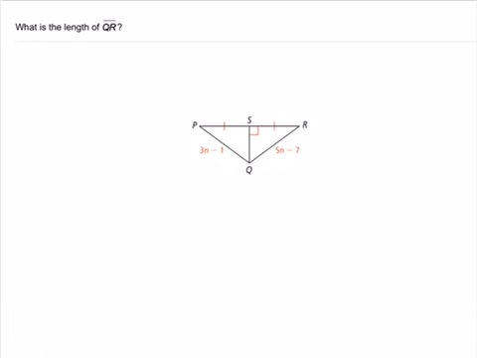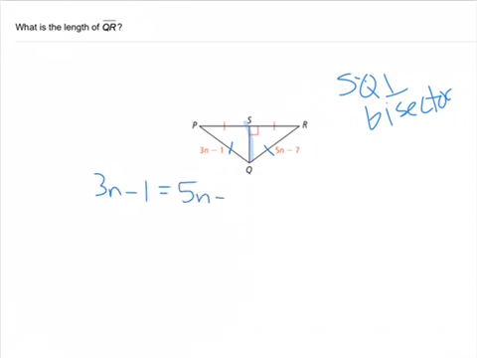All right, here would be one, if I was in class, that I would give you as a "you try." But since I'm not, we're just going to do it together. So in this problem, SQ is the perpendicular bisector. So I know, if I use that perpendicular bisector theorem, that PQ is also going to be congruent to QR. And so we can use algebra to solve. 3n minus 1 equals 5n minus 7.